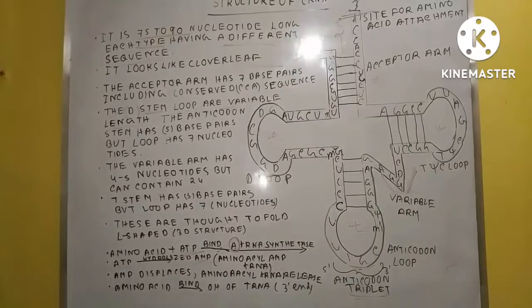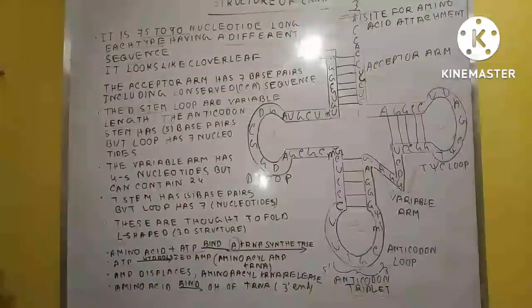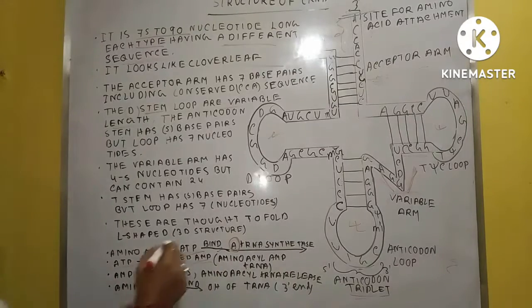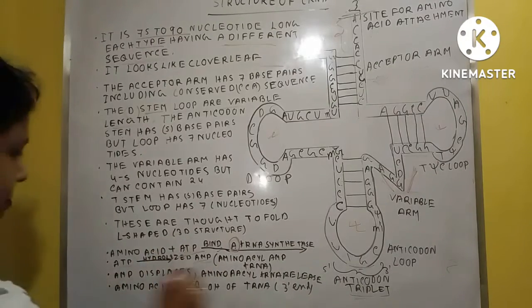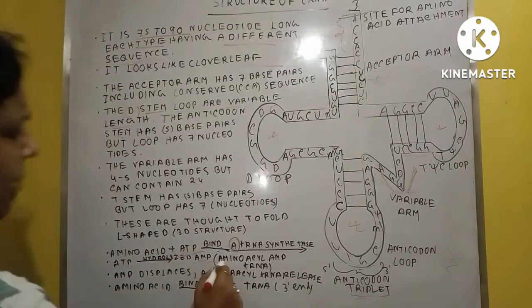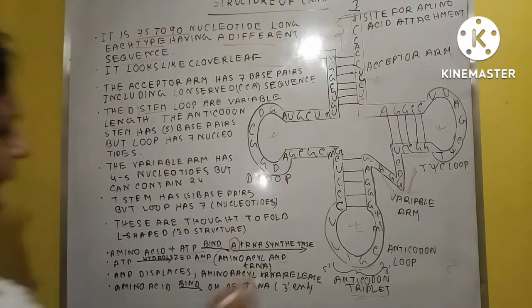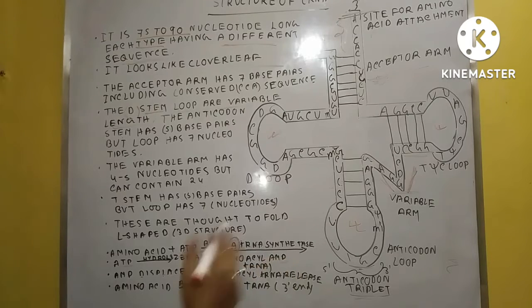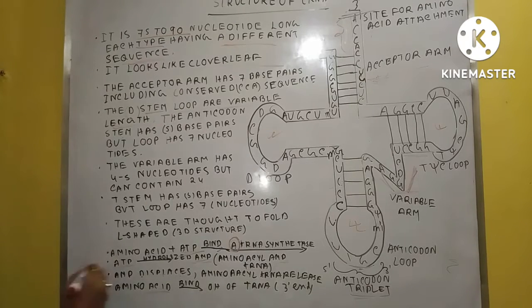So what happened, you can see here, the amino acid and tRNA bind to the aminoacyl tRNA synthetase. And what happened in that situation? The ATP is hydrolyzed to form AMP. And here what product is formed? Aminoacyl AMP tRNA. And after that AMP displaces from this compound and the aminoacyl tRNA is released. This one releases aminoacyl tRNA, and AMP also is released or displaced.